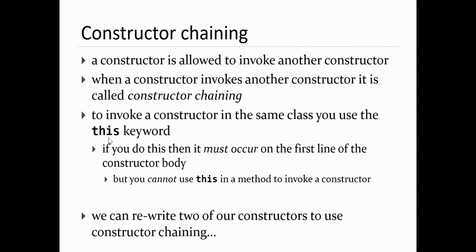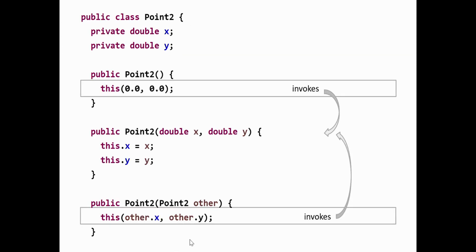So if you want to call another constructor from inside a constructor, you don't write the name of the class, you write the keyword this. When you do this, it has to happen on the first line of a constructor. So you can call another constructor from within a constructor, but it has to happen on the first line. So what does this look like?